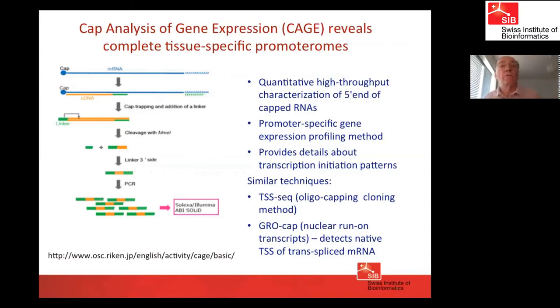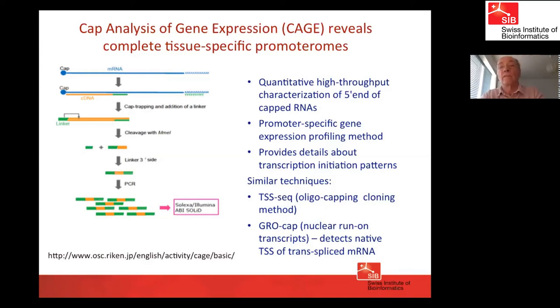So just a slide on CAP analysis of gene expression, CAGE. On the left side, it's a schematic outline of how the technology works. The essential part is a method to separate messenger RNAs from degradation products based on the presence of a CAP structure. Then a linker is added to the CAP structure, and from this linker, the sequences of the 5' ends of bona fide complete transcripts are generated, initially with a technology called SAGE, but today obviously with any of the popular short read sequencing technologies. These reads are then mapped to the genome.